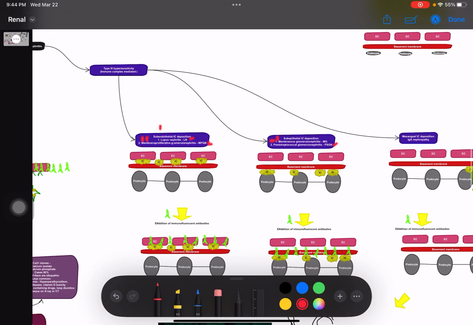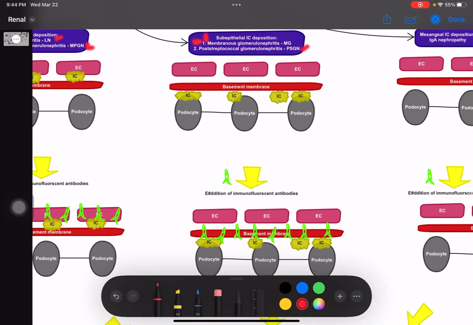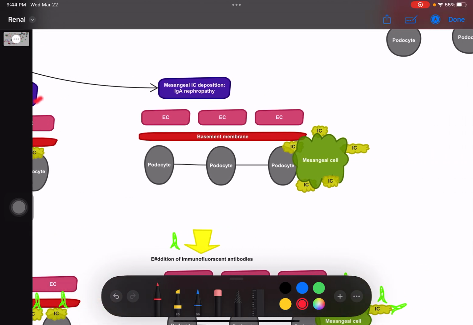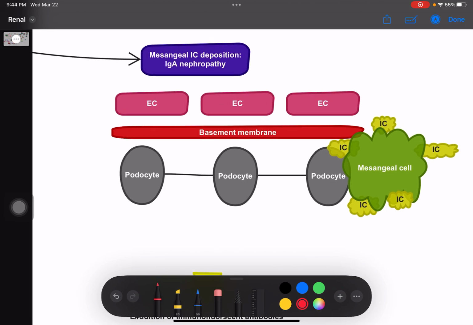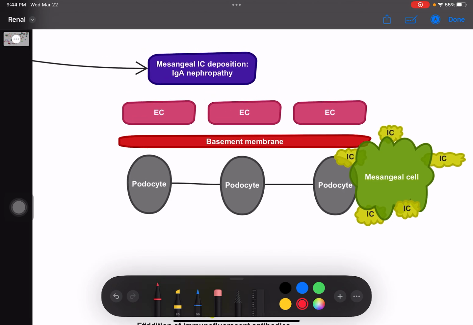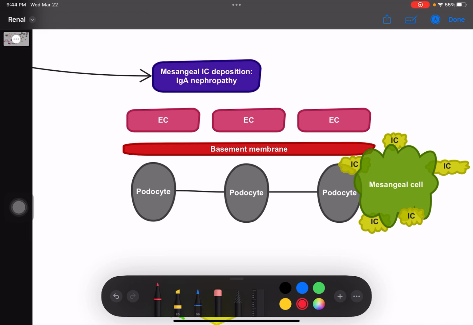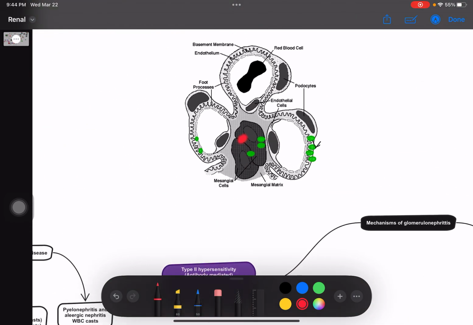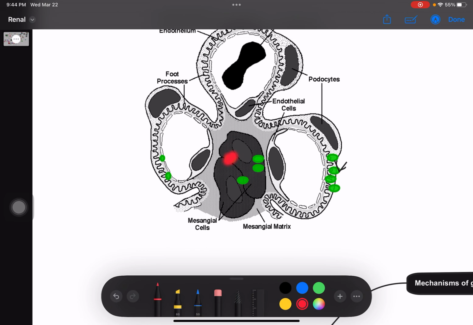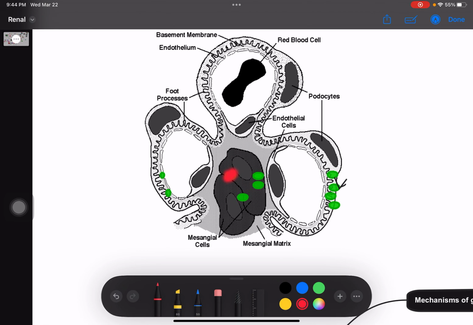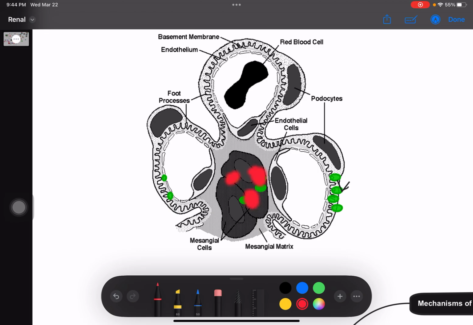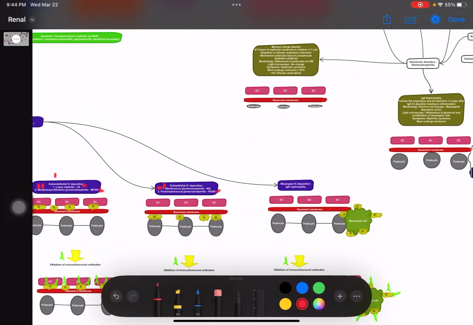So that was two types that I talked about, and now we have a third type, and the only disease here is IgA nephropathy. This is mesangial immune complex deposition. So the mesangial cell is a resident macrophage, you can see here, which is located in the center of glomeruli. And in this case, we have immune complex deposited on the mesangium, right? This is IgA nephropathy. So that's all.